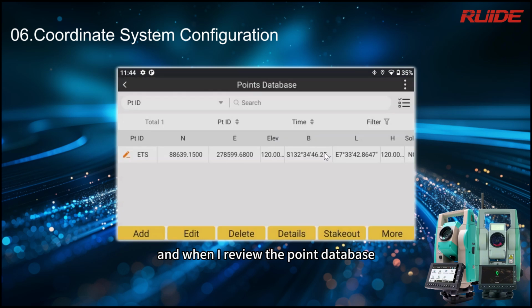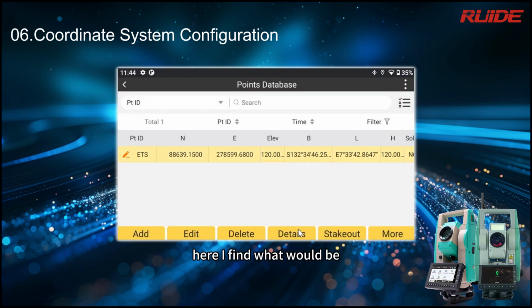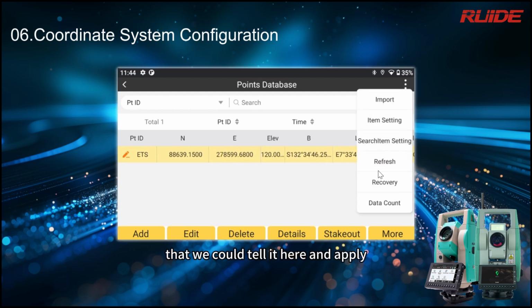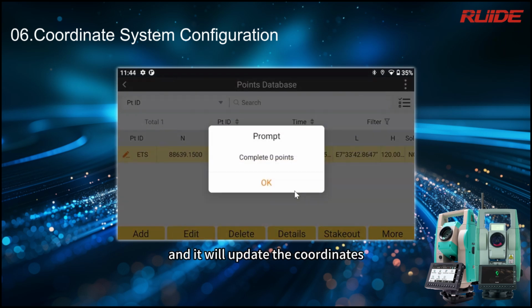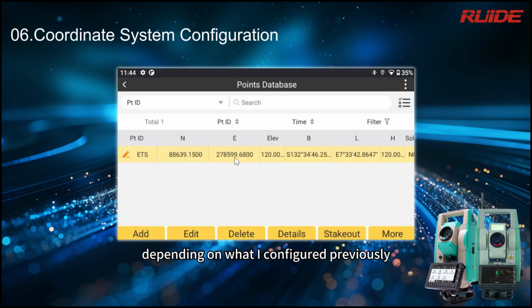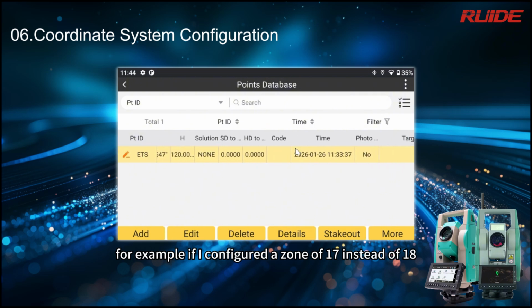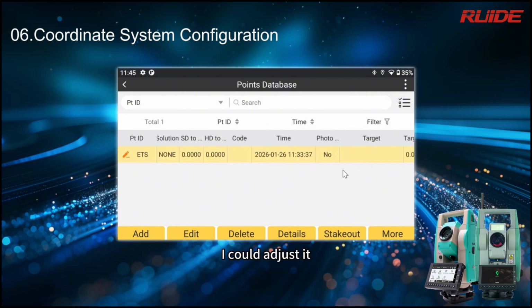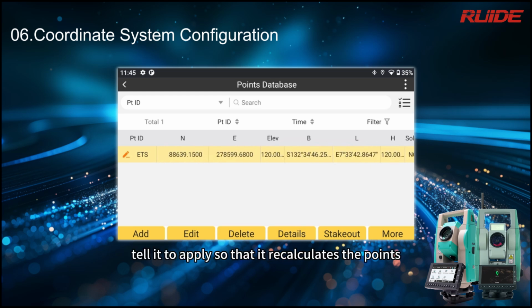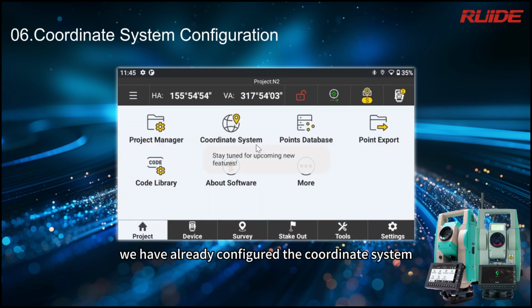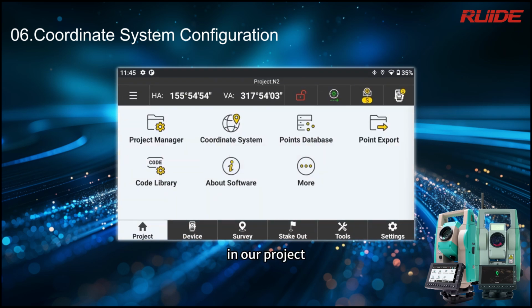And when I review the point database, here I find what would be reprojected information. That we could tell it here and apply, and it will update the coordinates depending on what I configured previously. For example, if I configured a zone of 17 instead of 18, I could adjust it, and here tell it to apply so that it recalculates the points. In this way, we have already configured the coordinate system in our project.